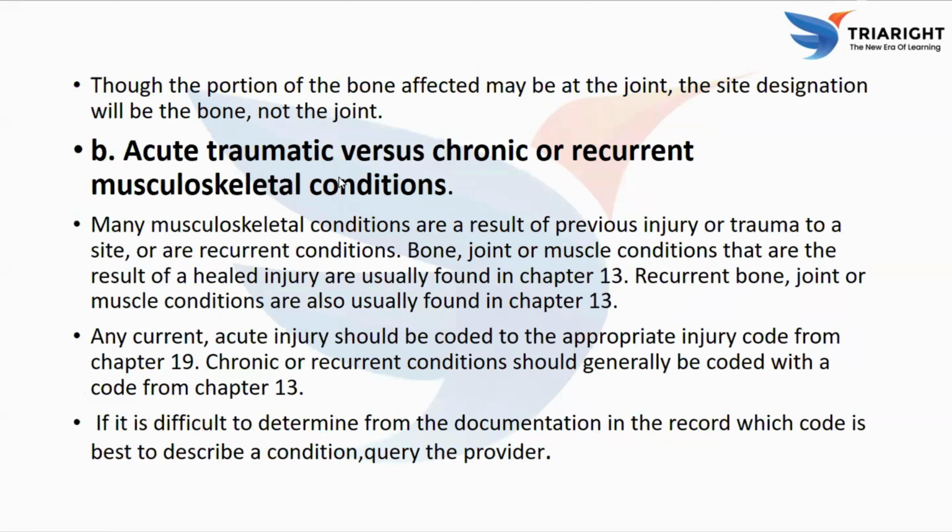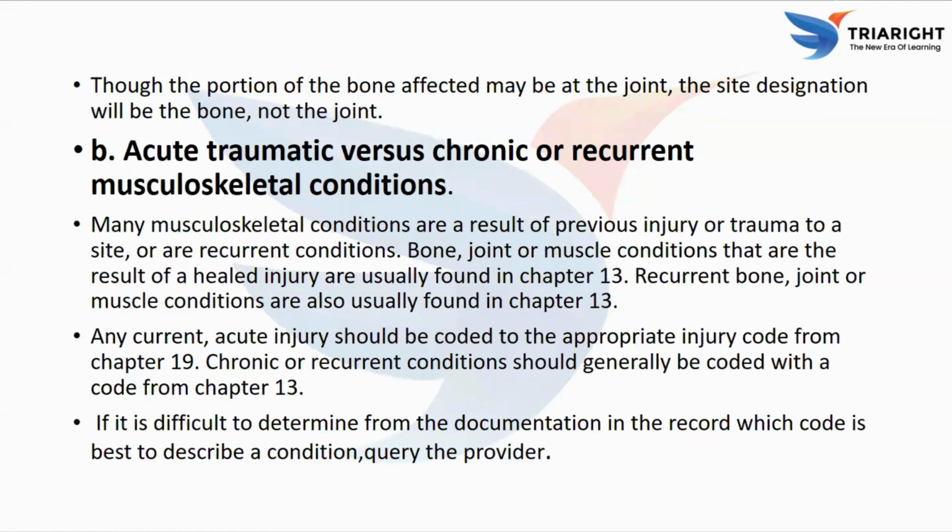Now understand the difference between acute injury and chronic condition. What are acute traumatic conditions? These are recent, sudden injuries caused by trauma. For example, a fall causing a new ankle sprain, a fracture from a car accident, and a rotator cuff tear that happened yesterday at the gym. You have to use chapter 19 injury codes for current injuries.